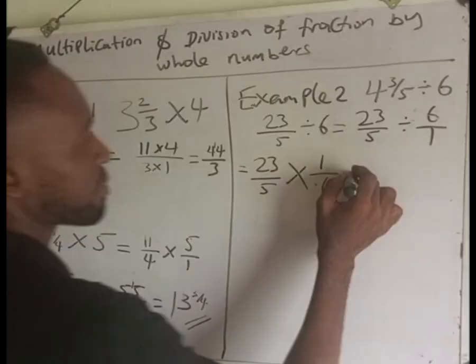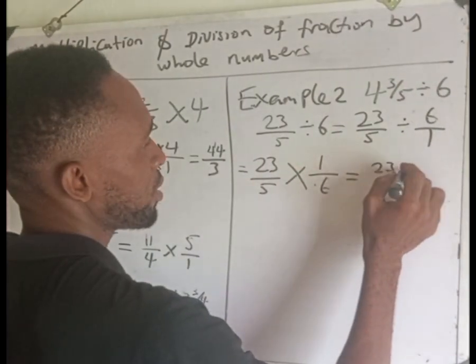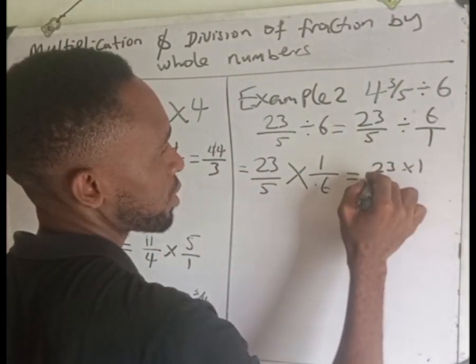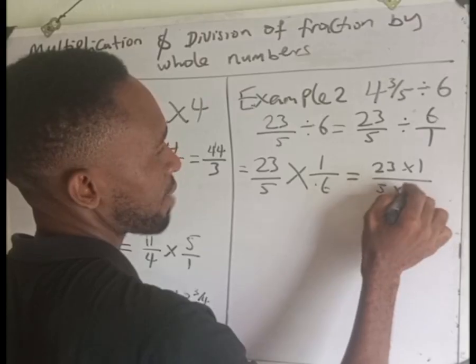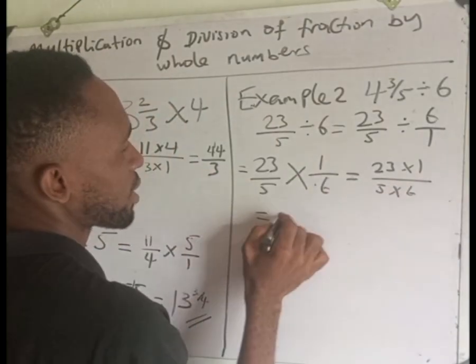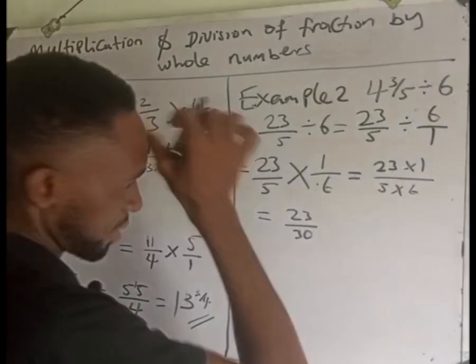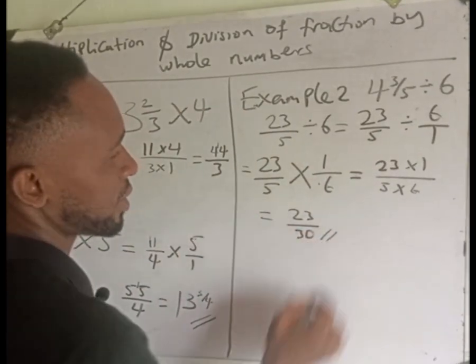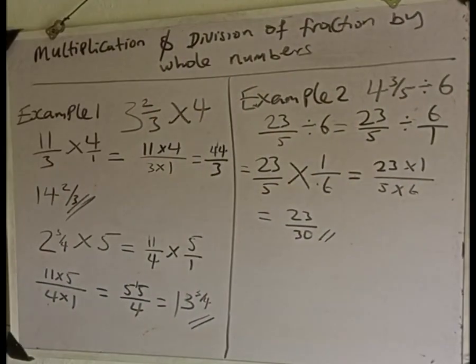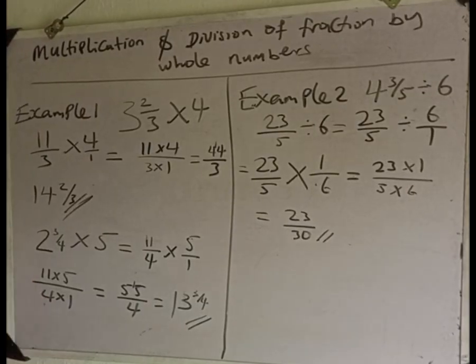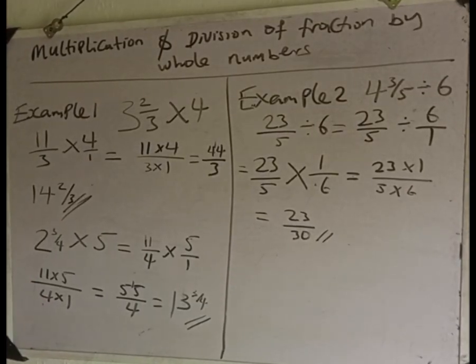So this will give us the same thing as 23 times 1 all over 5 times 6, which will give us the same thing as what? 23 over 30. Exactly. 23 over 30. Now, it's a proper fraction, so we leave the answer like this.